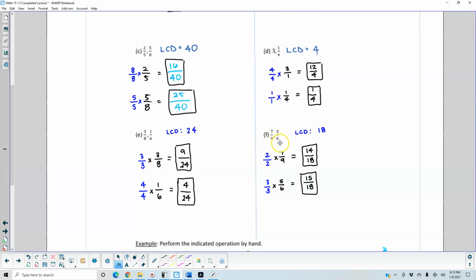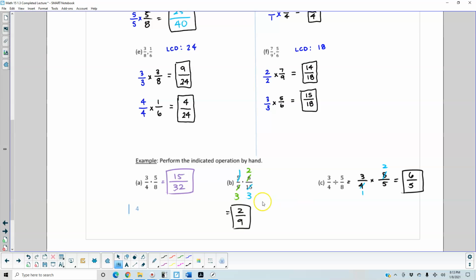We want to find the LCD between 6 and 9, which is 18. So 7/9, 9 times what's going to give us 18 is 2. So 9 times 2 is 18, and 7 times 2 is 14. 5/6, 6 times 3 gives us 18, and 5 times 3 therefore gives us 15, so it's 15 over 18.